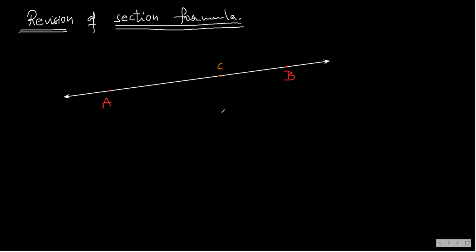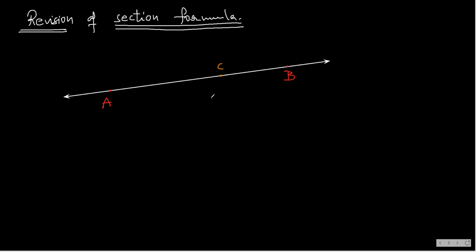See, the things that we are going to do here, I'm calling it a revision, but you will notice that when we go for the section formula in 3D space, three-dimensional space, much of the things are the same. The only difference will be that in a 2D plane, a point has only x and y coordinates.